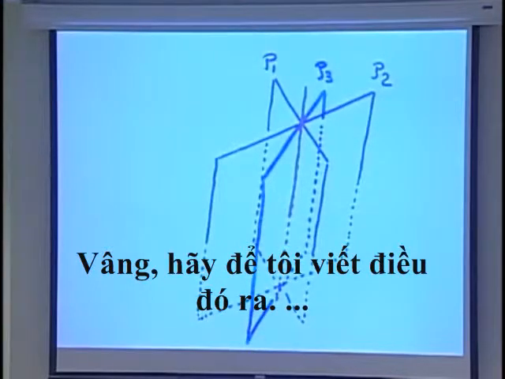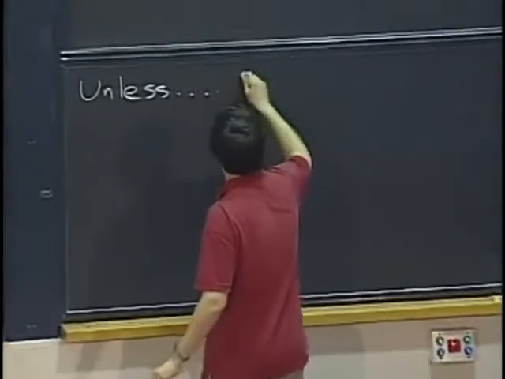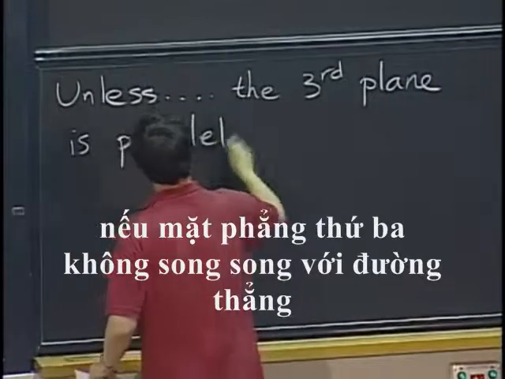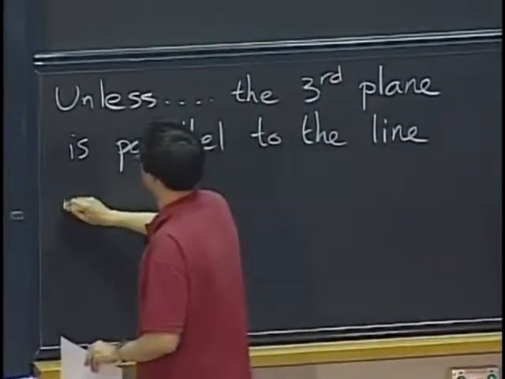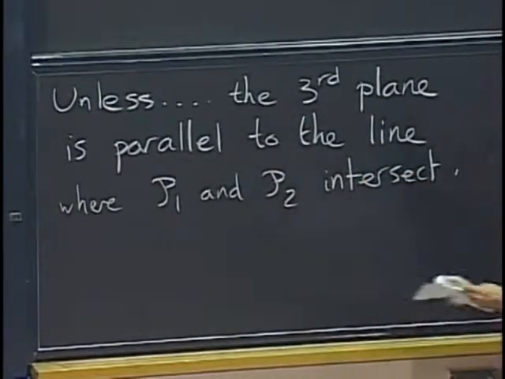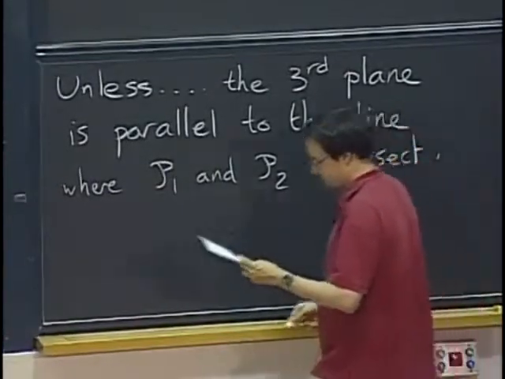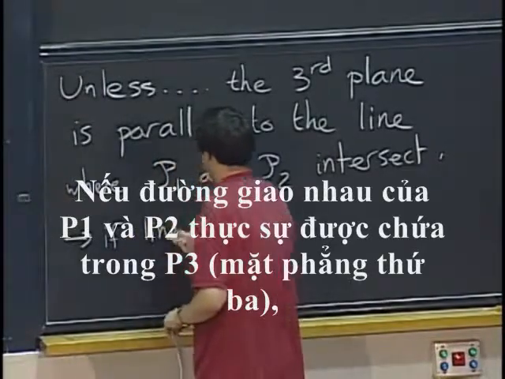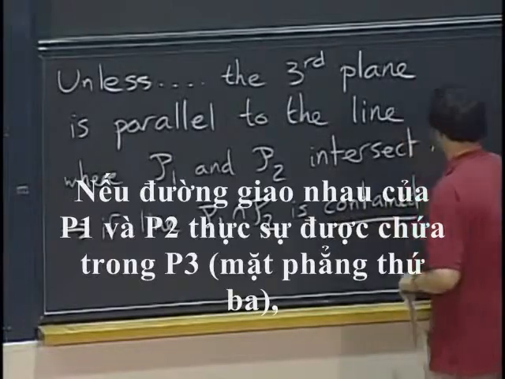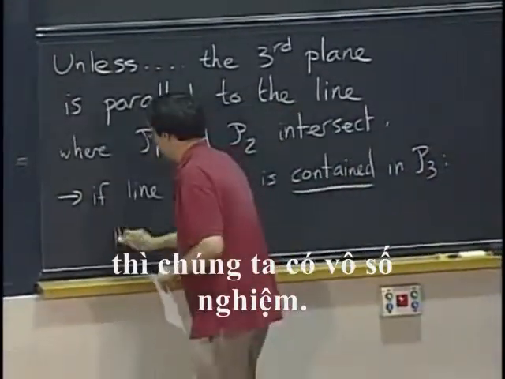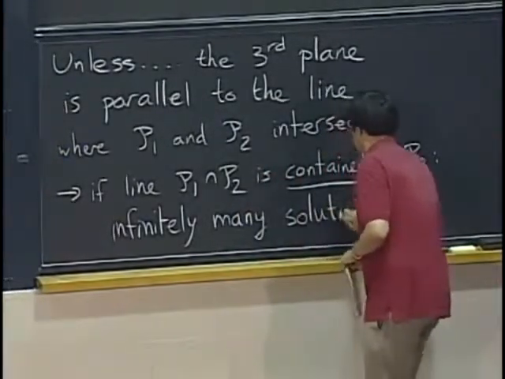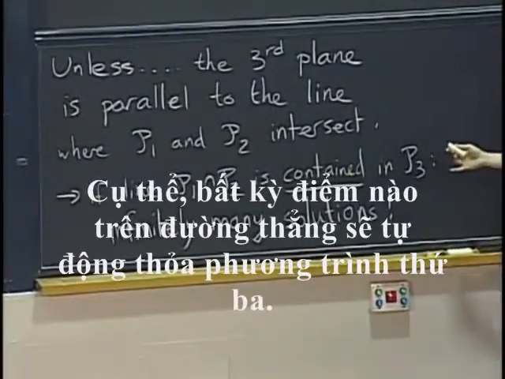Okay, so let me write that down. So, unless the third plane, let's say, is parallel to the line where P1 and P2 intersect, then there's two subcases. If the line of intersection of P1 and P2 is actually contained in P3, in the third plane, then we have infinitely many solutions. Namely, any point on the line will automatically solve the third equation.